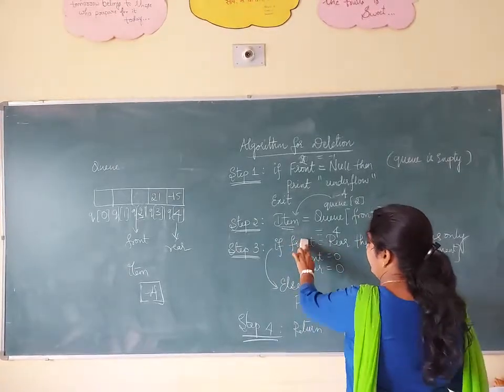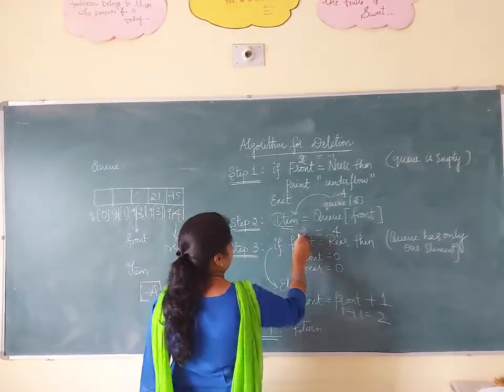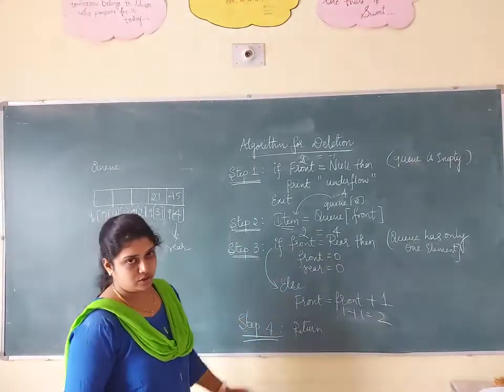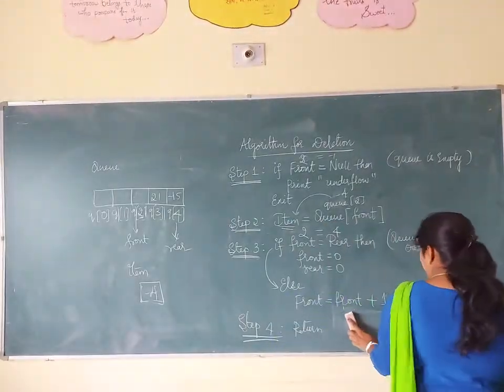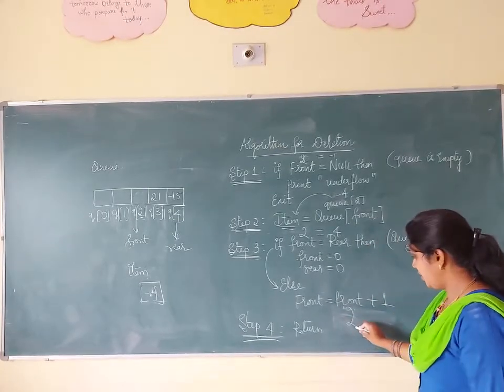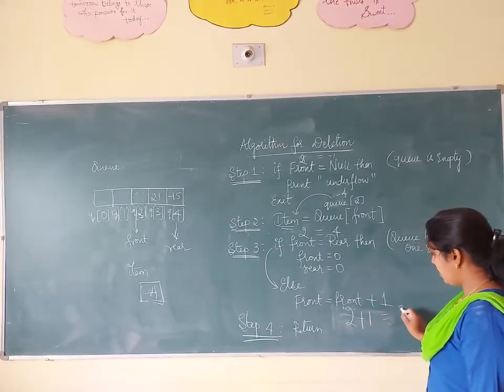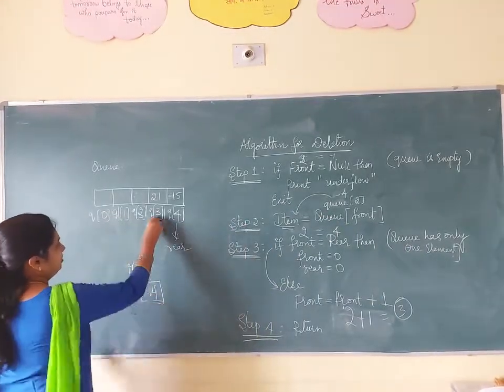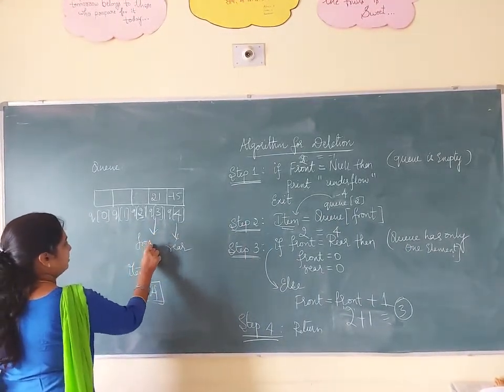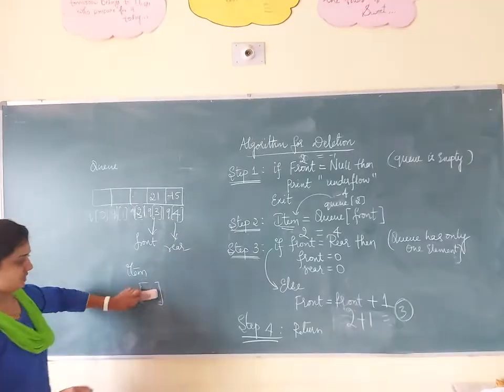Then it will come to step 3. What is my front value? Front is pointing to 2. Is 2 equal to 4? No, it will come to the else part. Now you have to increment front. Front is pointing to 2. 2 plus 1 gives 3. Now you increment your front value. Front is pointing to 3, and this will be automatically deleted.